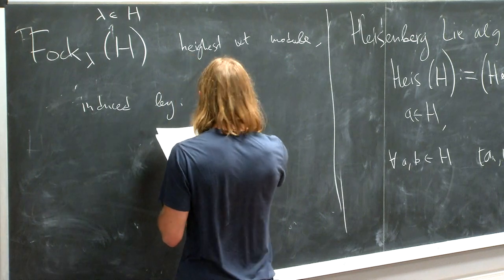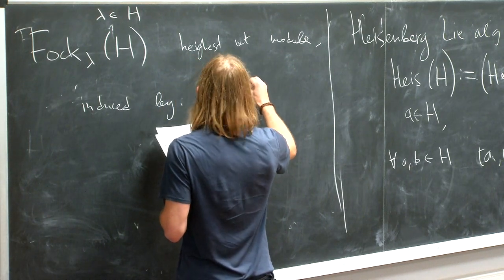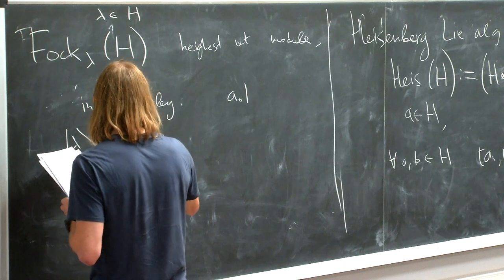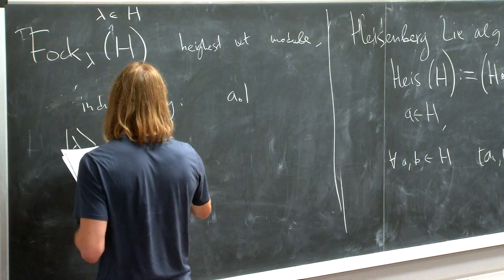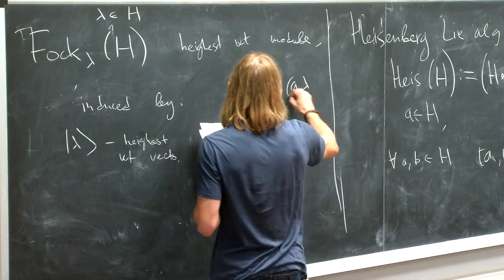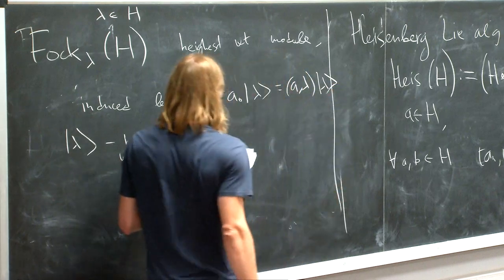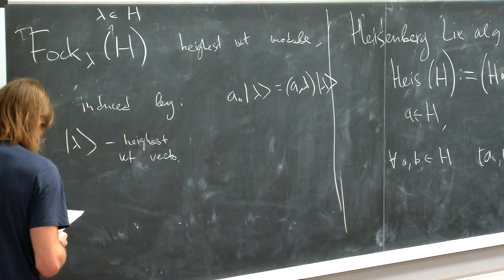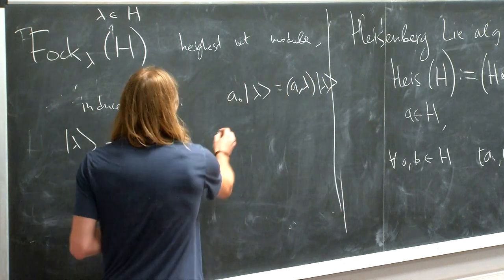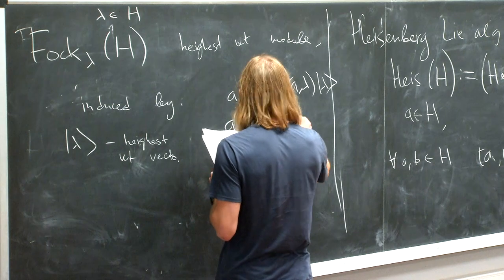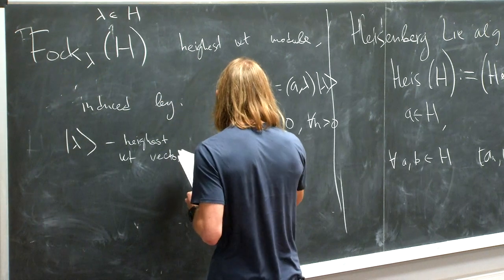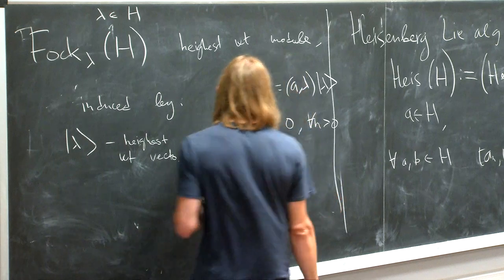So it's induced by the following relations. First, let me denote by lambda the highest weight, or lowest, depending on how you want, vector, and it satisfies the following conditions. A_0 acting on lambda is equal to the pairing of A and lambda times lambda itself, so lambda is the eigenvector of any A_0, for any element A from H. A_n acting on lambda is zero for any strictly positive integer n. And C, the central element, acts just by the identity.